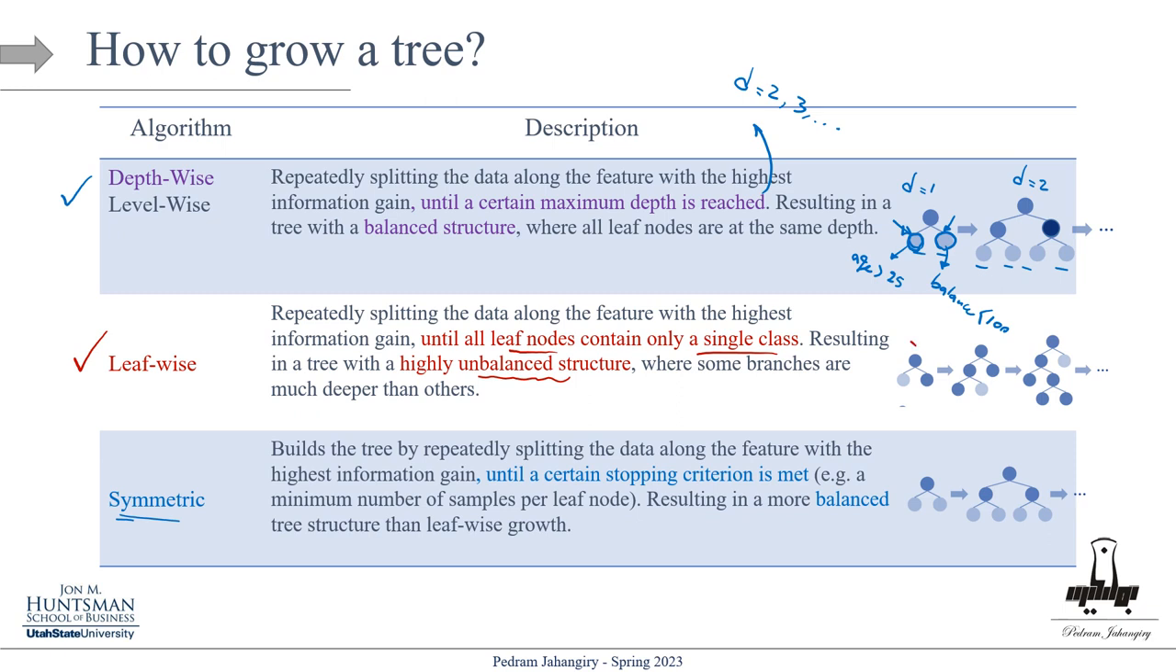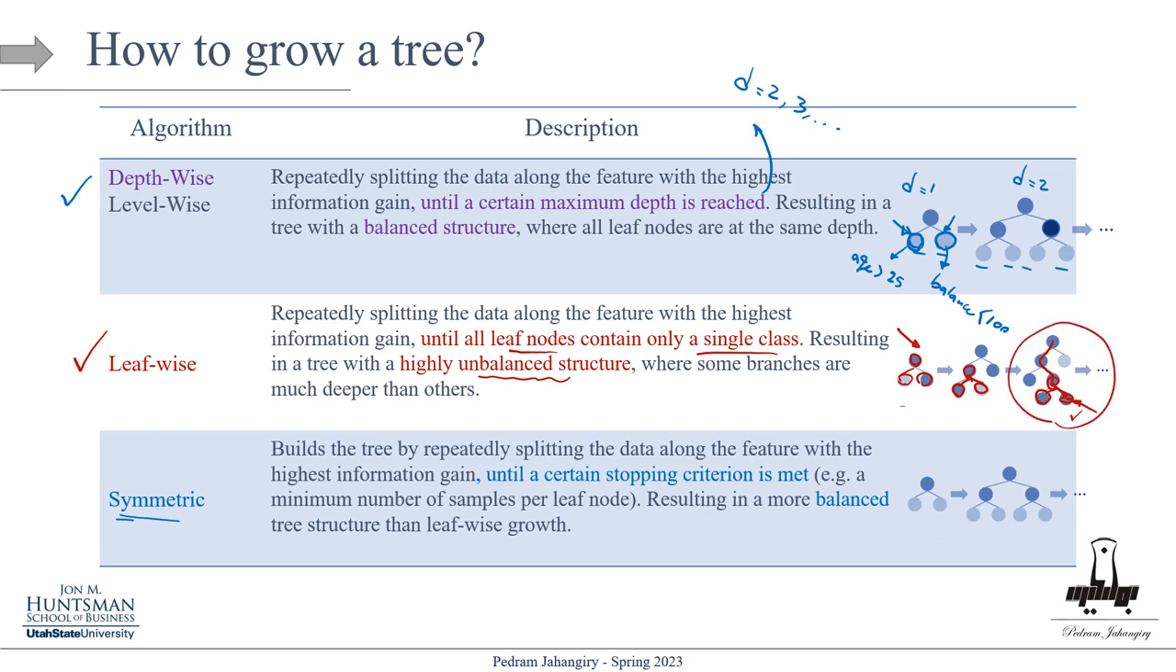So here's an example. Again, we can start from somewhere, and then we go down, and then we decide to go down the left branch, right? So we go even further down, then even further down, to make sure that at the end of the day, this is a completely pure class, right? So this is called leaf-wise. We go down one path until we get to 100% purity, okay? And as we can see, this is going to be unbalanced.